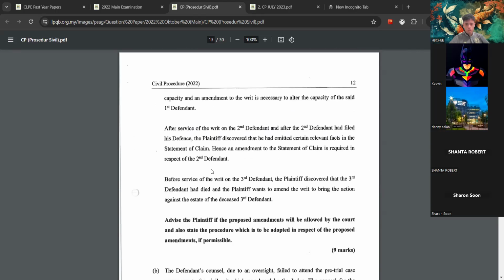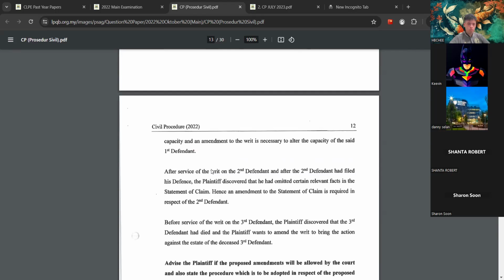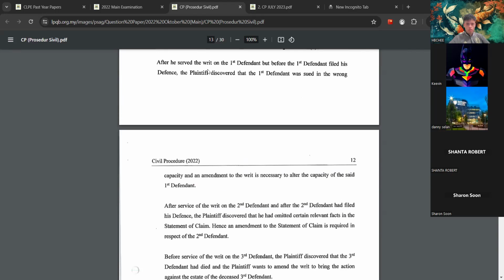Okay, we answer the questions one by one now. When you see this kind of question involves multiple parties, the first defendant, he wants to alter the capacity of the defendant, whether this is allowed. Anybody?